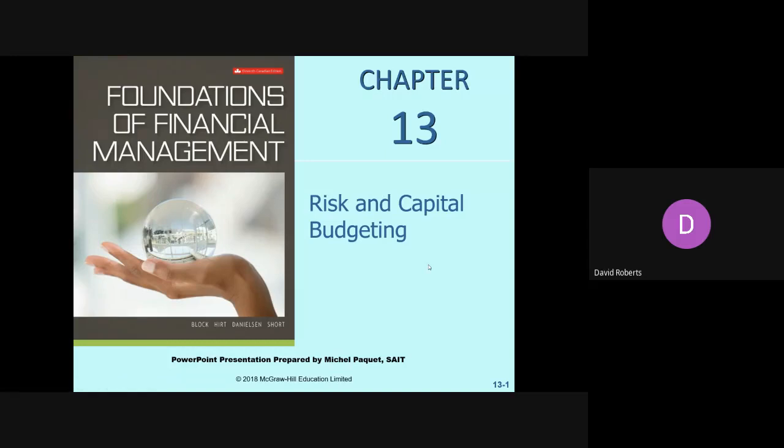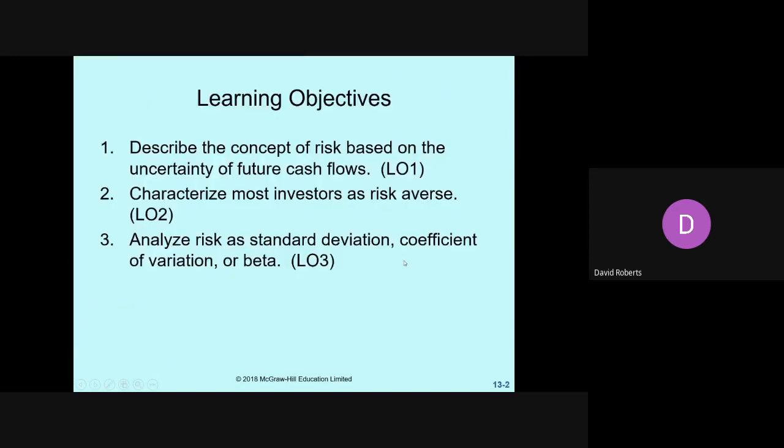Chapter 13 has to do with the trade-off between risk and return. And finance is very much driven by two major factors: cash flows and risk. So in this case, we're going to calculate the risk-return trade-off. You all know the basic principle: the higher the risk, the higher the rate of return.